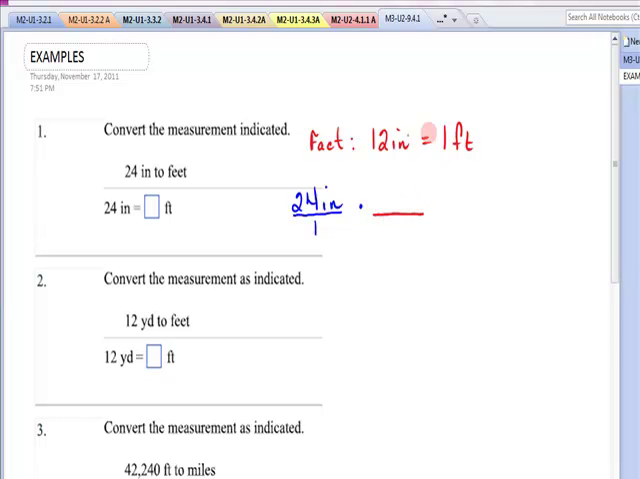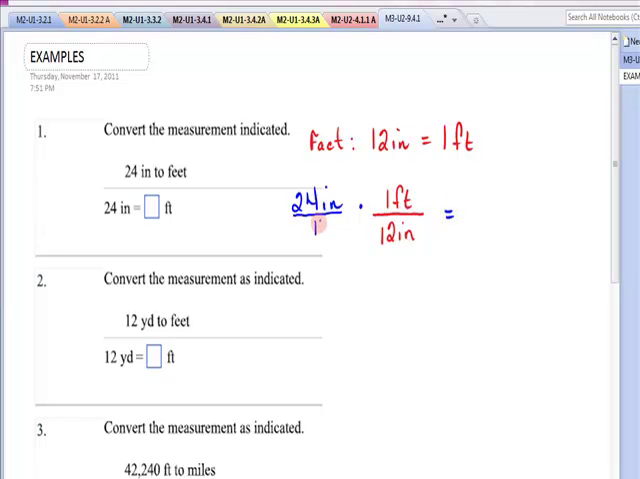Now, does it matter how I set this up? Well, it does. Because of bow tying, canceling, reducing, I want inches to be on a diagonal from these 24 inches. That tells me that I have to put the 12 inches of the fact on the bottom. That leaves 1 foot to be on top. All right, I multiplied by 1.